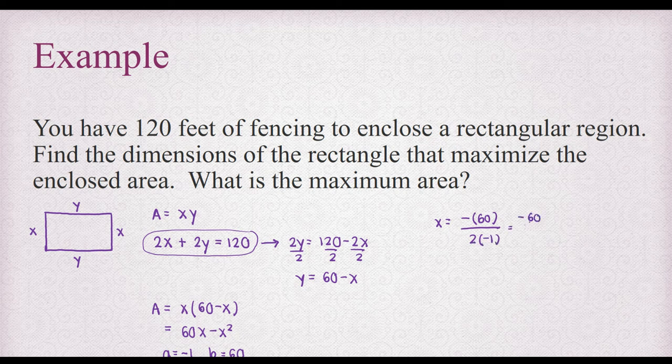So we'll have negative 60 divided by negative 2, and that's going to give me 30. So now that I have x to be 30, I can find y by substituting it back into the equation that y equals 60 minus x. So 60 minus 30 tells us that y is also 30 in this case.